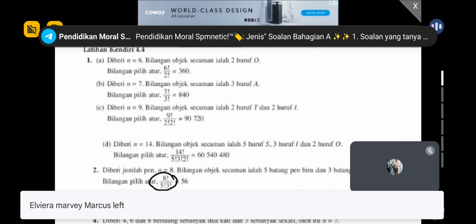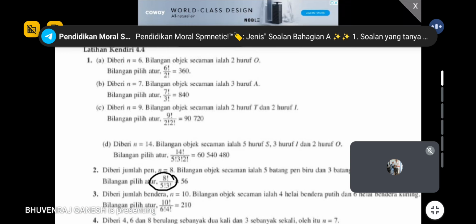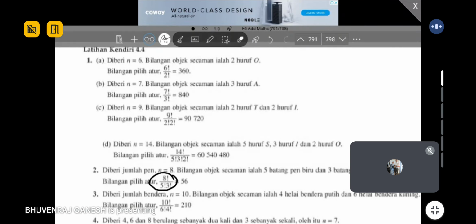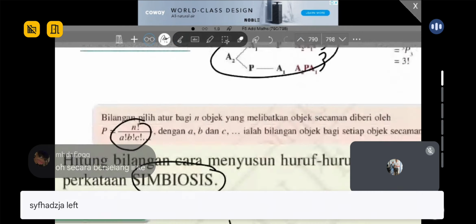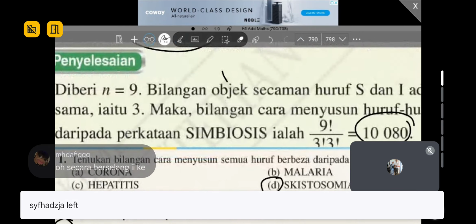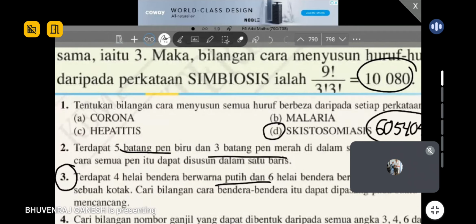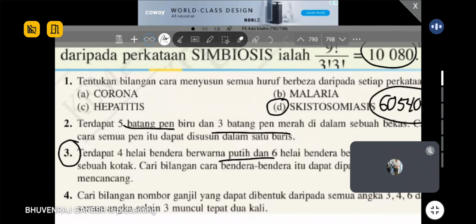Afiq, 10 factorial tu atas kan. Tapi ingat kena bahagi tau. Jangan lupa objek yang serupa, yang bendera putih dan kuning tu. Tak semestinya. Asalkan dia berulang kamu kena bahagi.